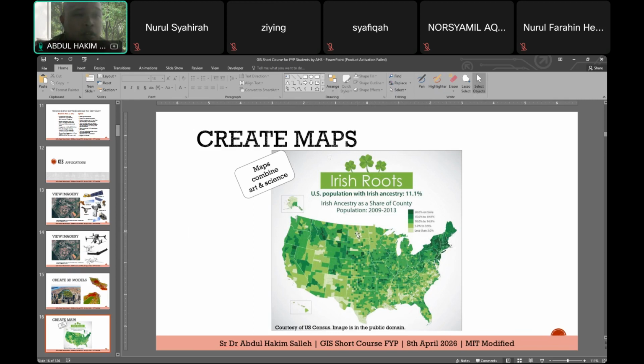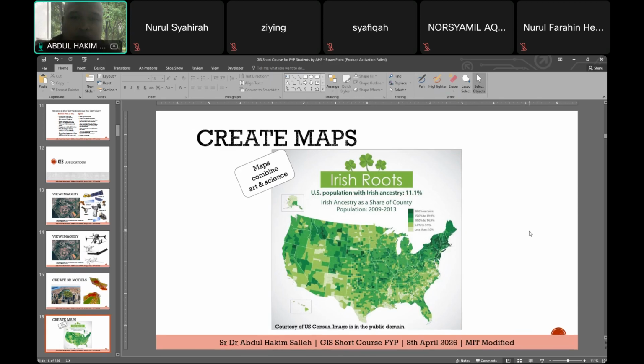You can map a demography map throughout Kuala Lumpur, for example. Kuala Lumpur is a rich city, but are the people living there rich? That's a question. Are the people living there actually rich, or are they just living in an expensive city like Kuala Lumpur? That is something invisible. You cannot clearly see the distribution of such people. So it can create maps.